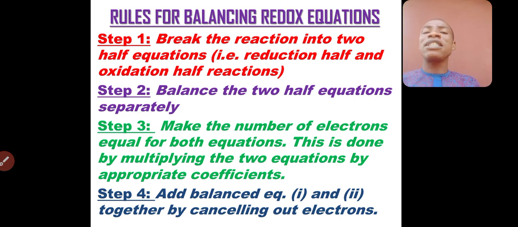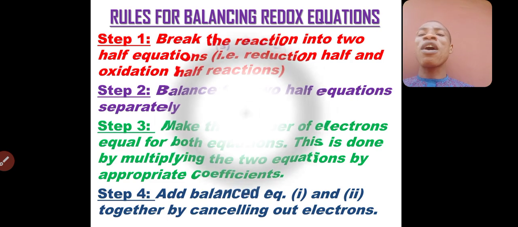So just make the 2 electrons equal, like in simultaneous equations, where you multiply by a particular value to make a variable equal. You multiply by a particular integer that makes the 2 electrons equal. Then you cancel out the electrons by joining the 2 equations together. That's step 4. Then you're going to have your balanced redox equation.